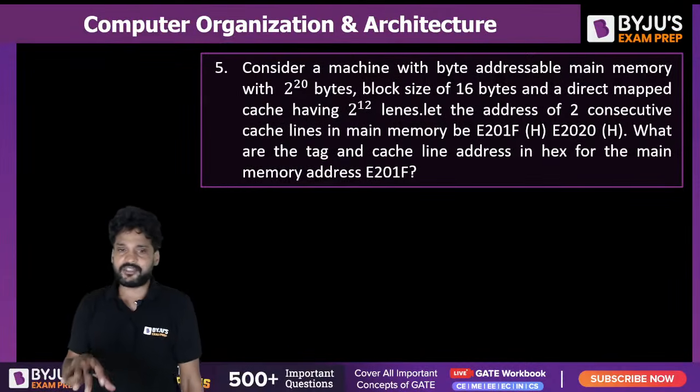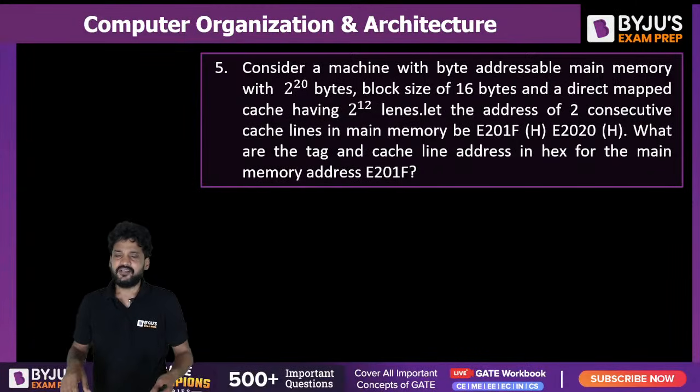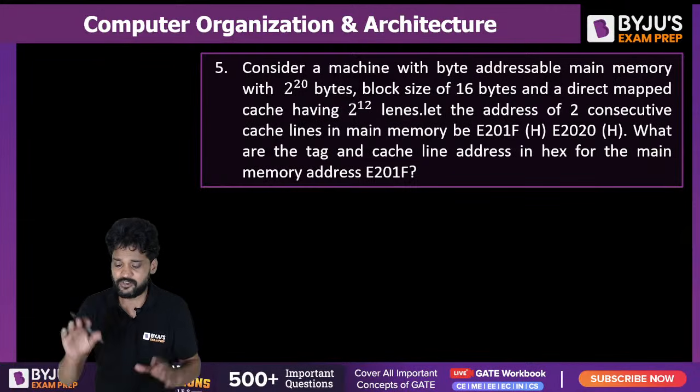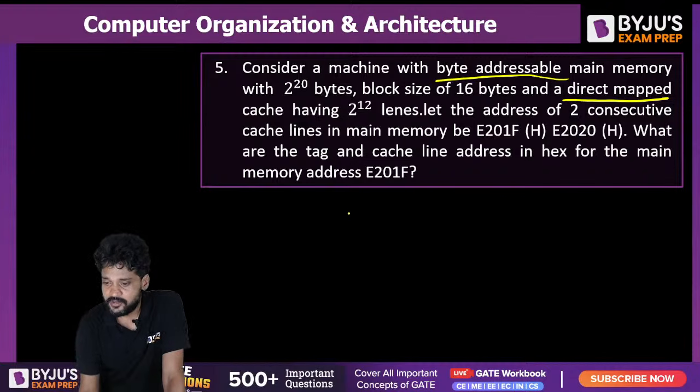Let us understand a few things in order to solve this. It's a very simple thing. Already we solved questions on the cache mapping techniques. Whenever you come across this type of question, first of all you find out what mapping technique it is. It's a direct mapped cache and a byte addressable main memory. Let us analyze this. Main memory size is equal to 2 power 20 bytes, byte addressable.